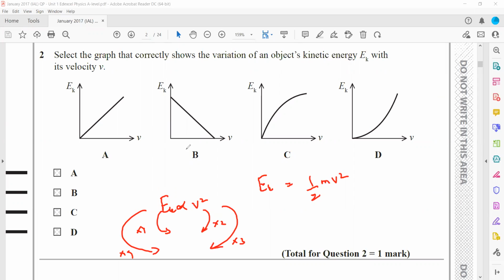So first thing, it is proportional to the square, not directly proportional. If it were directly proportional, like kinetic energy proportional to v, then this should be the answer. This is not showing any relation. It's called a linear relation, but not directly or inverse. Again, this one also does not show a relation here. Option D: when we double the speed, kinetic energy will be 4 times. When we triple the speed, kinetic energy will be 9 times. So that's why D is the right answer.